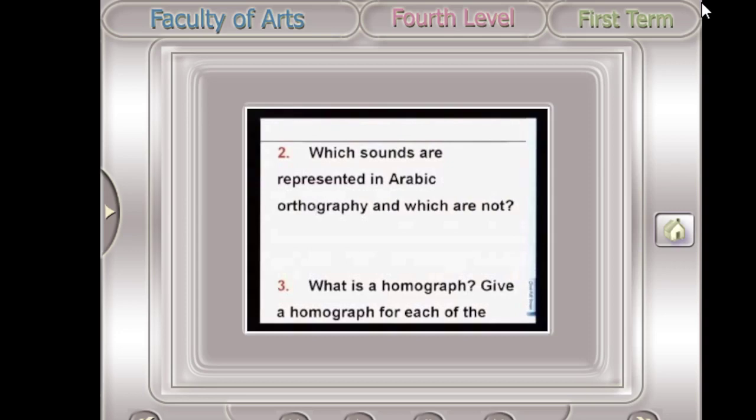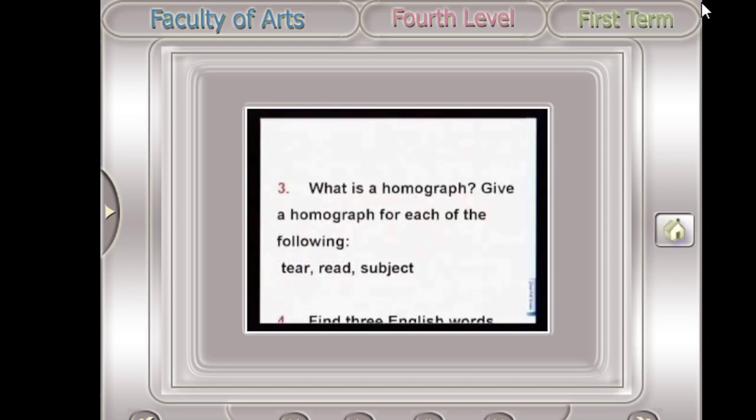These 3 short vowels are not represented in the Arabic orthography. That's why we use the diacritics. So all consonants are represented, the long vowels are represented, the short vowels are not represented, and that's why we use diacritics.